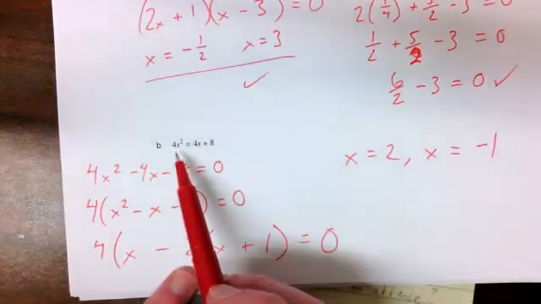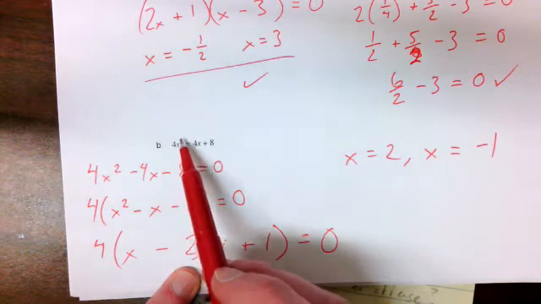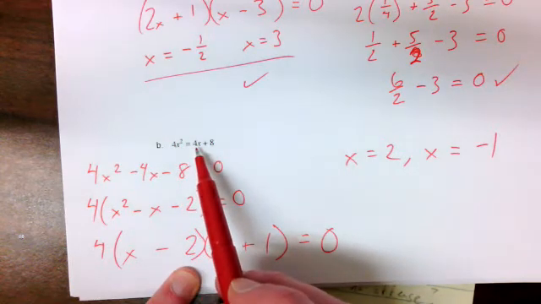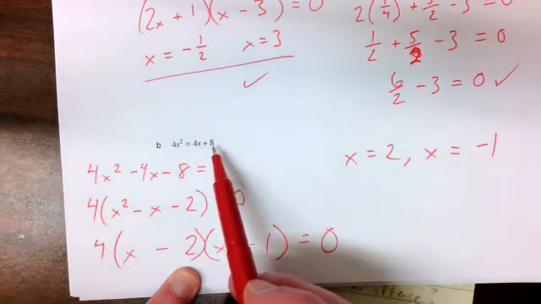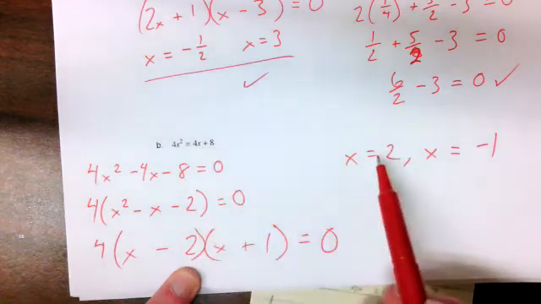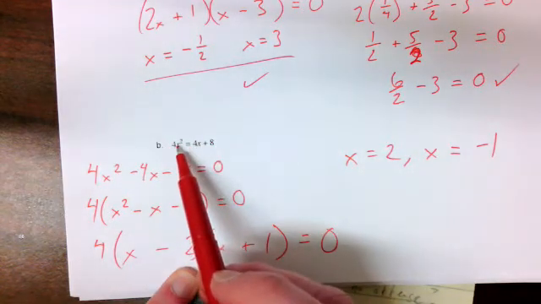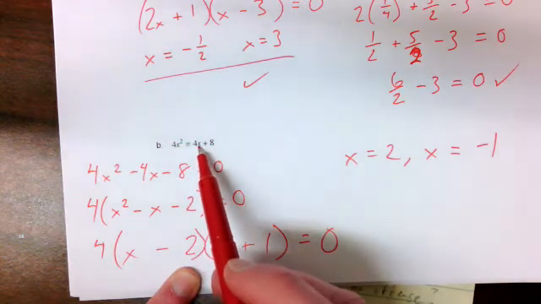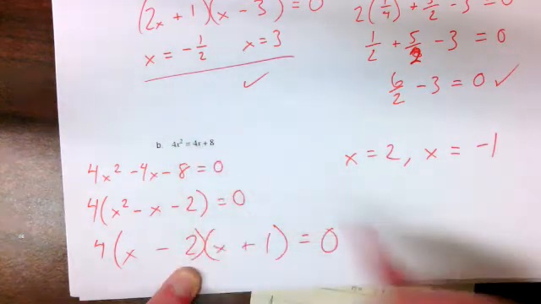We can check. Put in -1 squared, so it's 1. 4 equals -4 plus 8, so 4 equals 4. And if it's 2, 2 times 2 is 4. 4 times 4 is 16. 4 times 2 is 8. 8 plus 8 is 16.